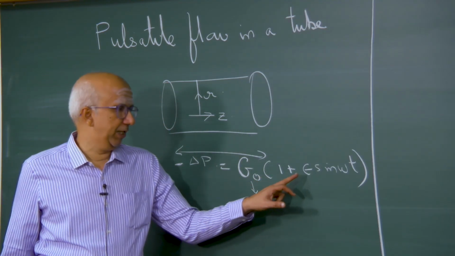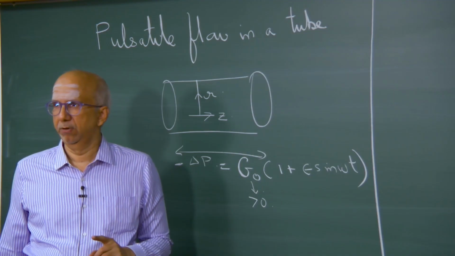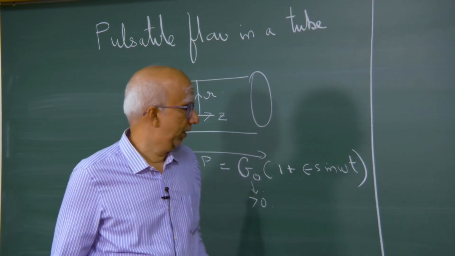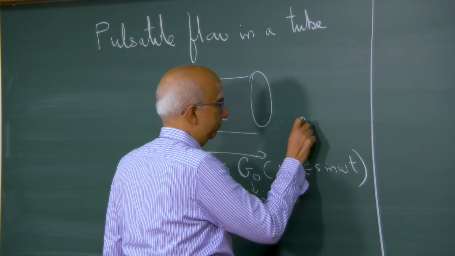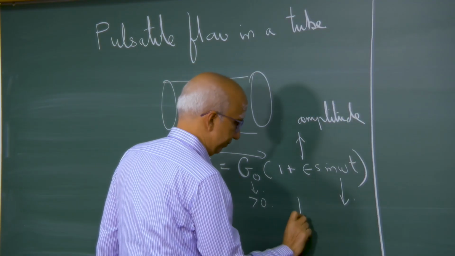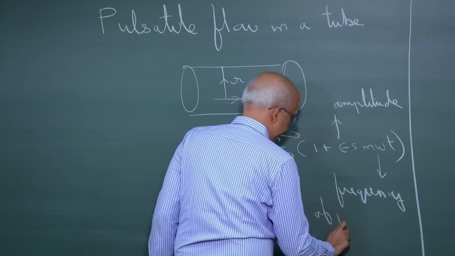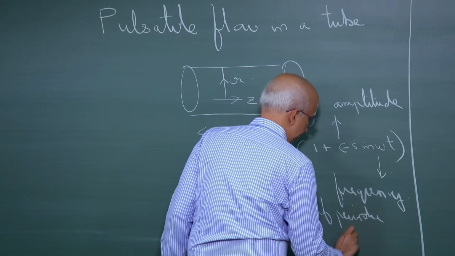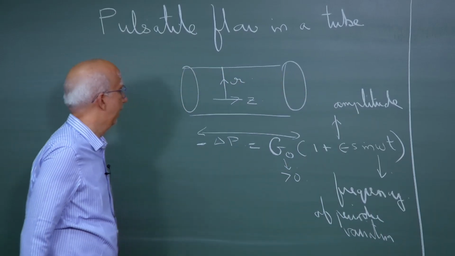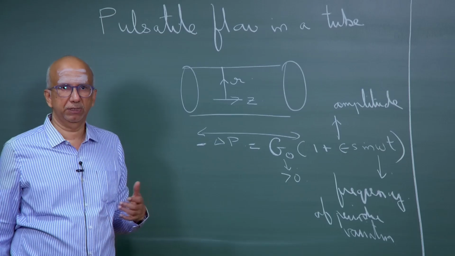And this epsilon represents the amplitude of the periodic variation of the pressure drop, and omega represents the frequency of the periodic variation. So, this is the amplitude and this is the frequency of the periodic variation, okay. And what we want to do is we want to get some physical insights about this problem.